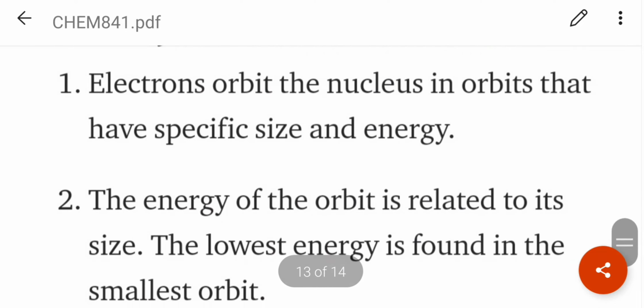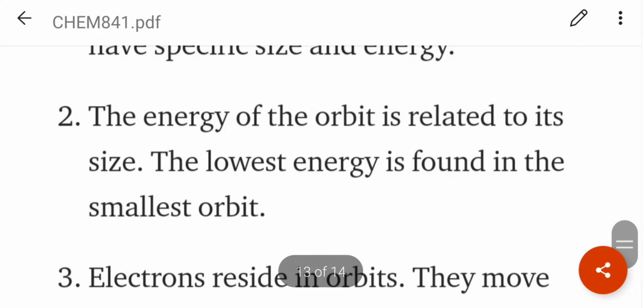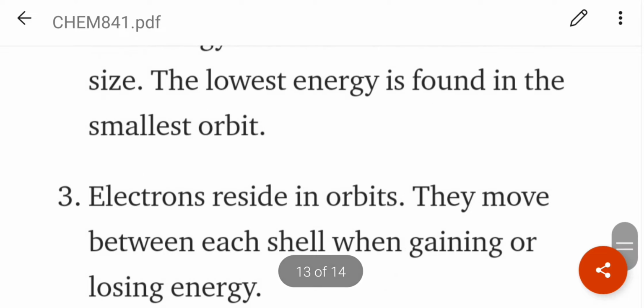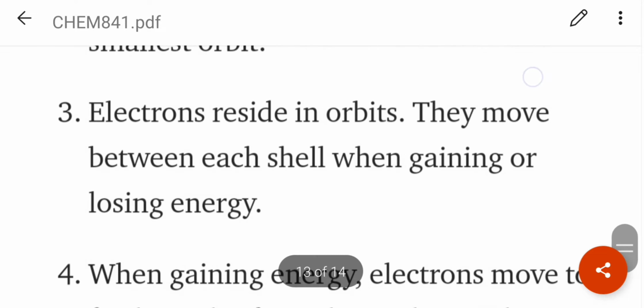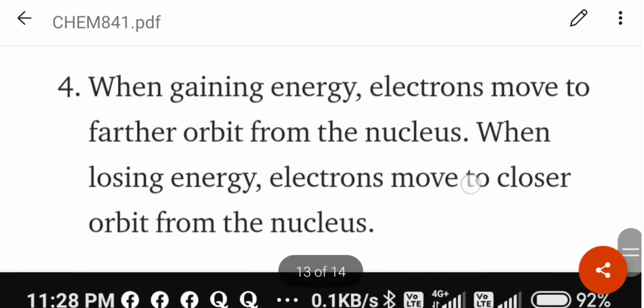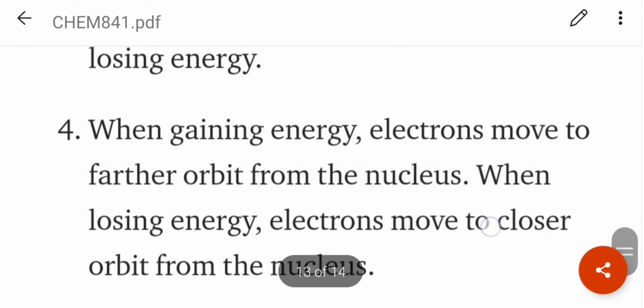So his postulates are: electrons orbit the nucleus in orbits that have specific size and energy. The energy of the orbit is related to its size. The lowest energy is found in the smallest orbit, and the electrons reside in orbits. They move between each shell when gaining or losing energy. When gaining energy, electrons move farther away from the nucleus. When losing energy, the electrons move closer to the nucleus.